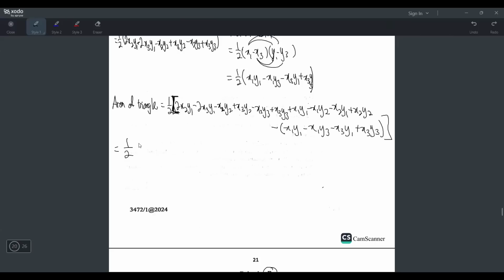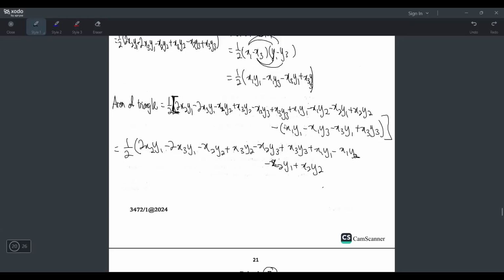And now what we do is we will write down everything here again, because we have to expand this. It's very boring, but just do it. 2x2y1, just copy and paste. Minus 2x3y1 minus x2y2 plus x3y2. I'm just copying from here. Minus x2y3 plus x3y3 plus x1y1 minus x1y2, and then minus x2y1 plus x2y2. Now we have to write this one, the minus bracket.